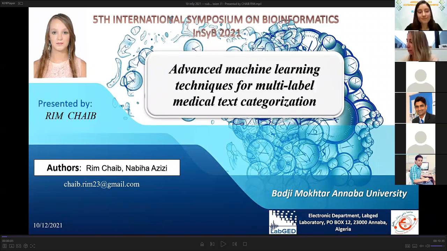Okay, very quickly, Rim, what do you think if you were to merge all three classifiers into one? Do you think that's possible? And do you think you'll get a better result compared to LSTM?